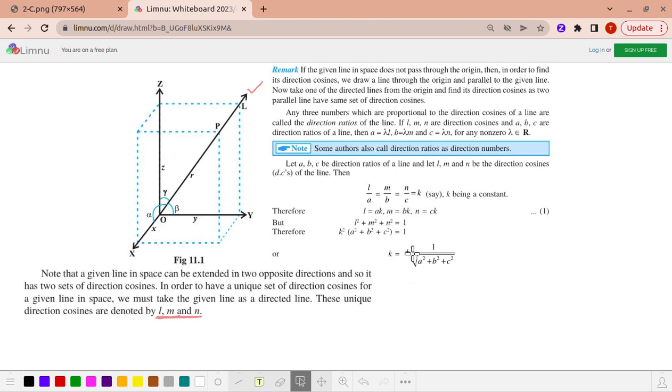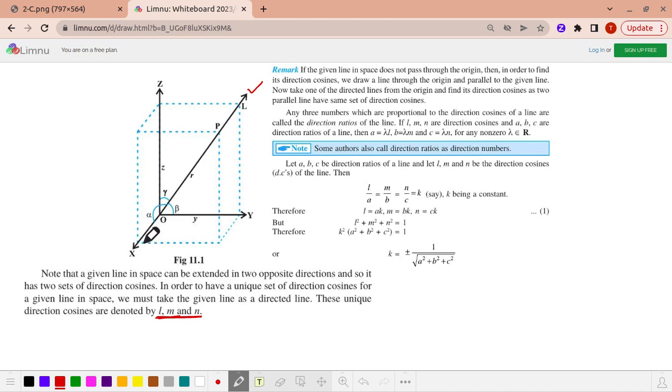Yes, sir. Okay, great. So now I told you a few minutes back how to find the direction cosines of a line if that line is not passing through the origin. So far we assumed that the line is passing through the origin. In this case, as you see, OL is passing through the origin, where O is the origin. But what will happen if a line is not passing through the origin?